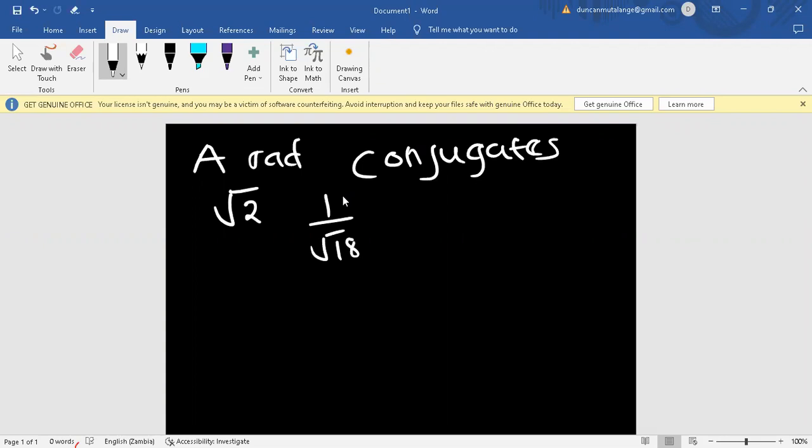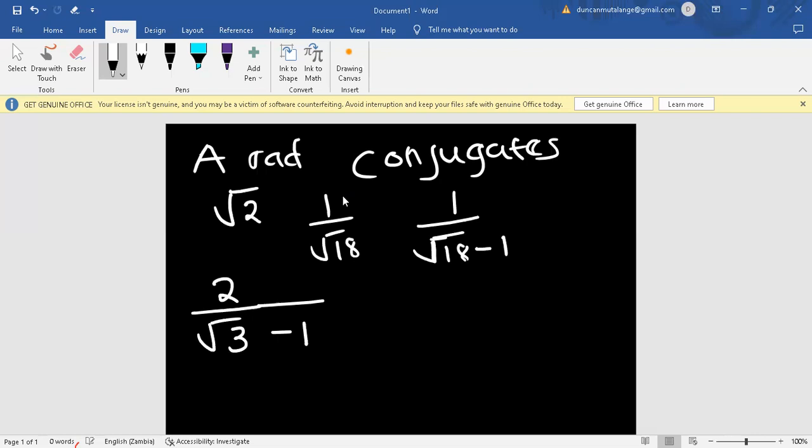But now for the conjugate, what if you have something like this? They give you 1 over, let's say, the root of 18 minus 1. Or let's say you have 2 over the root of 3 minus 1, something like this. So you can see here that we have two terms, one term and the second term. So such an expression that contains two terms, you're adding them or subtracting them.